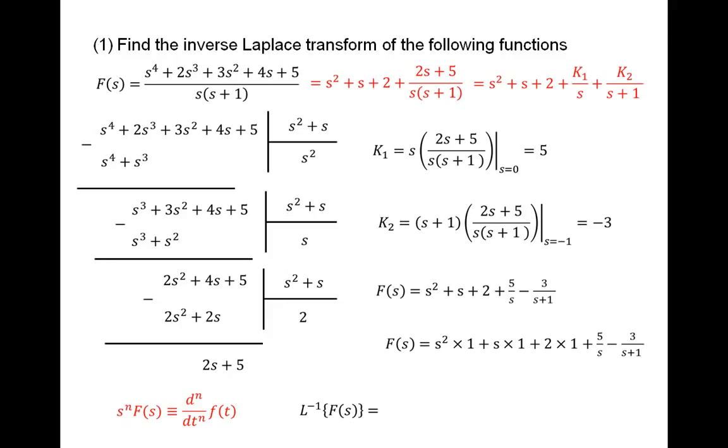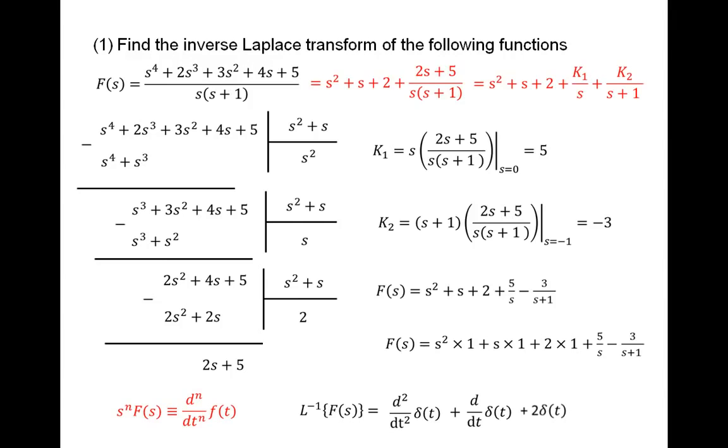So the Laplace inverse of F of s, by considering this fact, will be, for the first component, we know that the Laplace inverse of 1 is the delta Dirac function. Since we have s squared, it means that we have second order differentiation of the delta Dirac function in the time domain. For the second component, we have s multiplied by 1. Laplace inverse of 1 in the time domain is the delta Dirac function, and since we have s, it means we have the first order differentiation of the delta Dirac function. 2 will be simply 2 delta t.